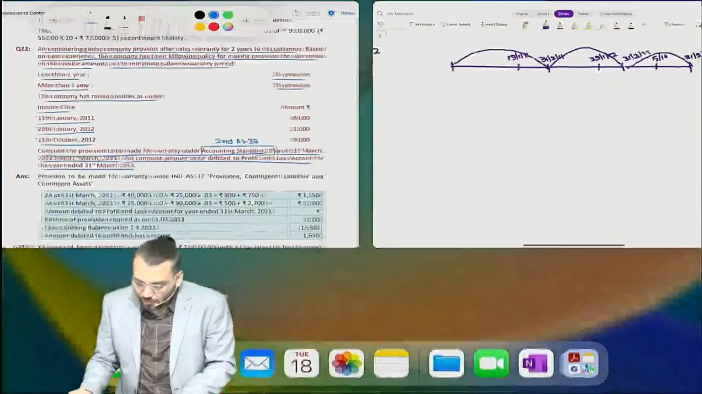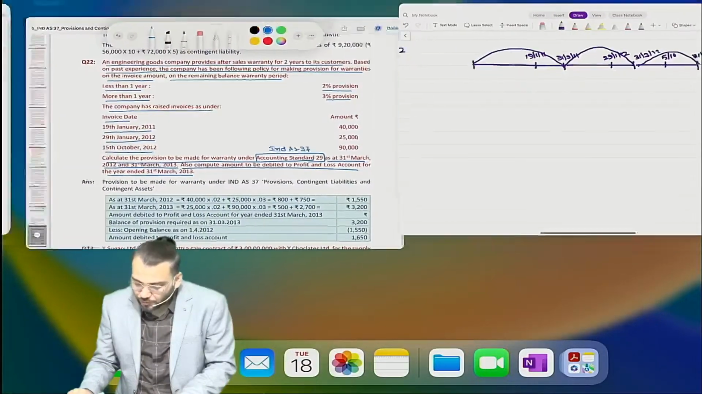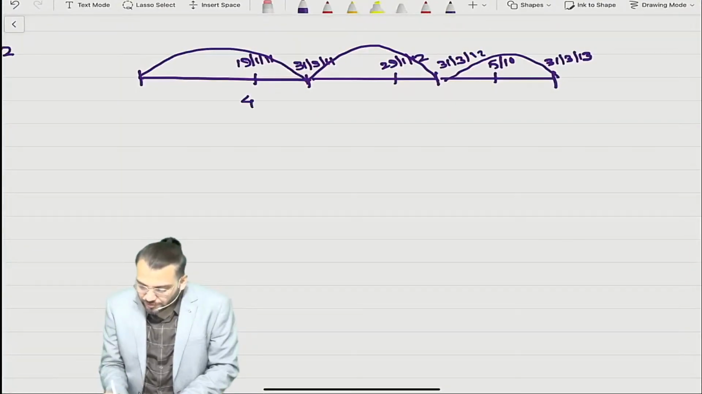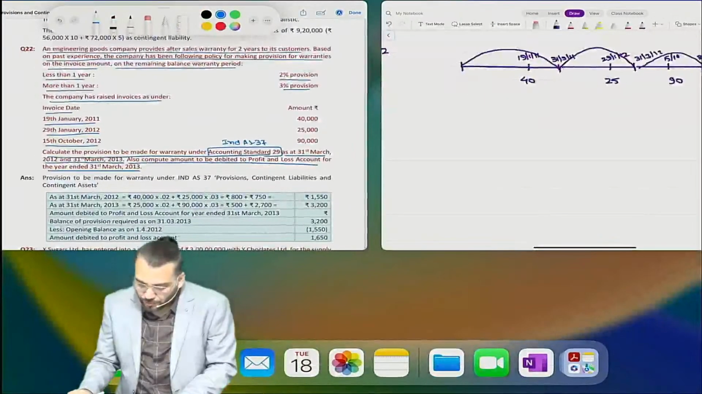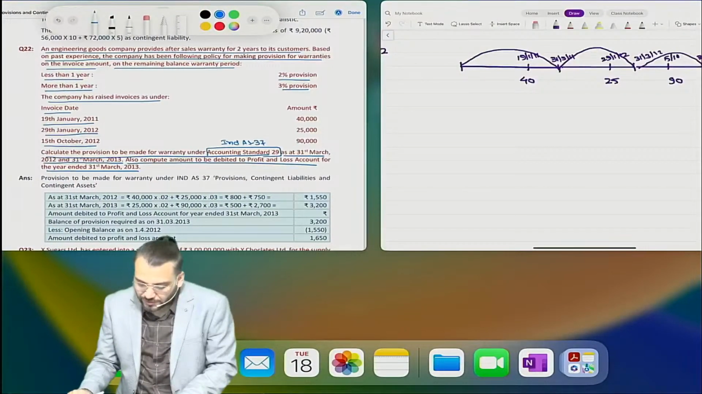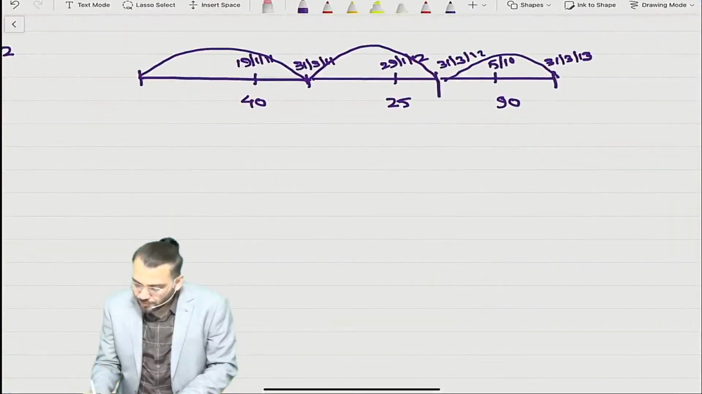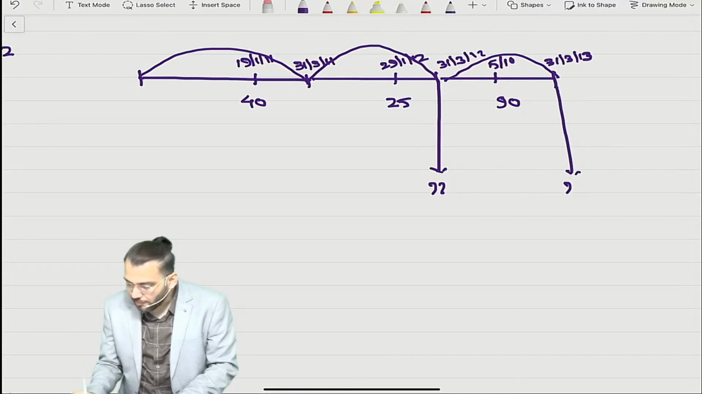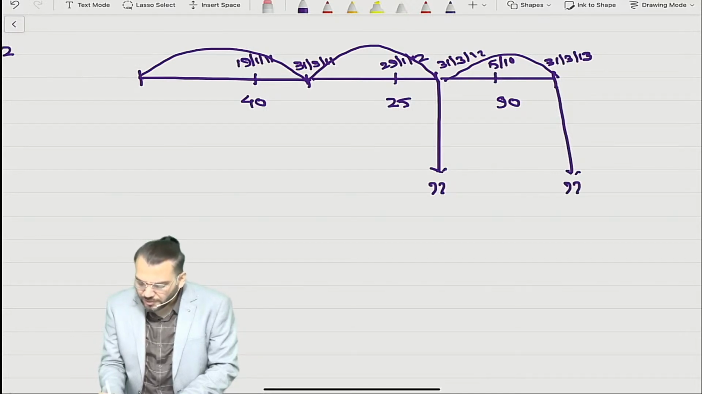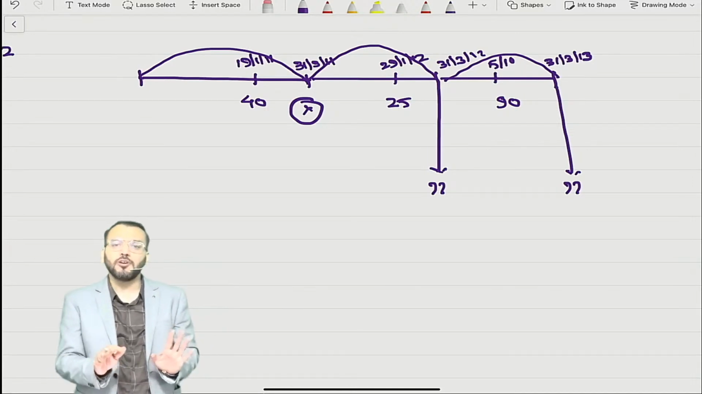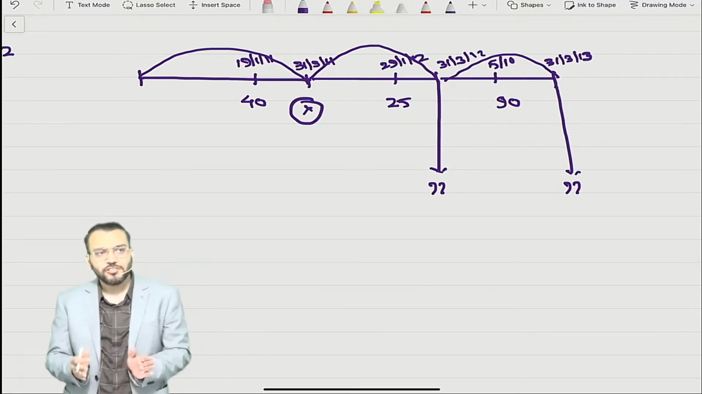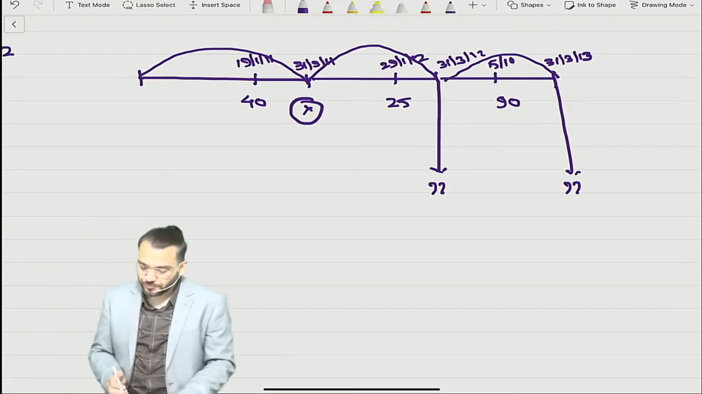Correct? Now they have given invoice amounts 40, 25, and 90. This is 40,000. This is 25,000, and this is 90,000. Okay? And they have asked you to create provision for the year ended 31st March 2012 and 2013. They have not asked about the first year, so we are not supposed to think about the first year. Understood? We'll start from the second year and third year only.